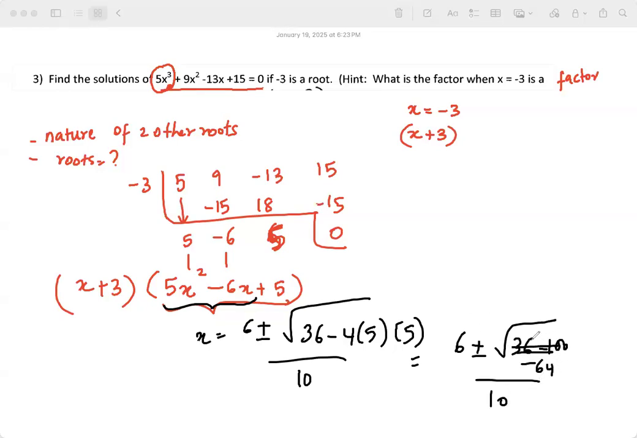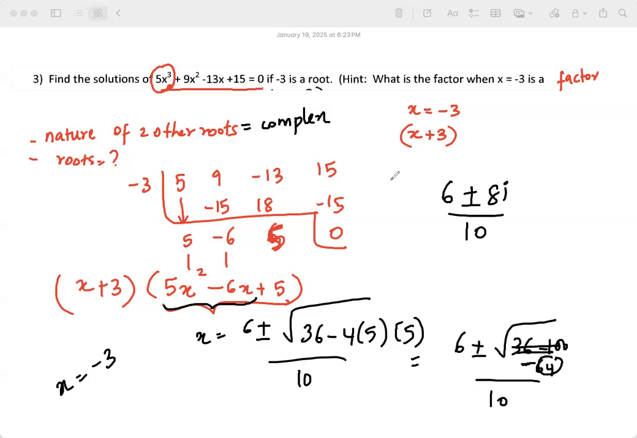Minus 64 means it's minus. So what will happen? Square root of minus 1 is i. Square root of 64 is 8. So this becomes 6 plus or minus 8i by 10. So please don't send the answer like this. Okay, one root is x equal to minus 3. The other two are complex roots.